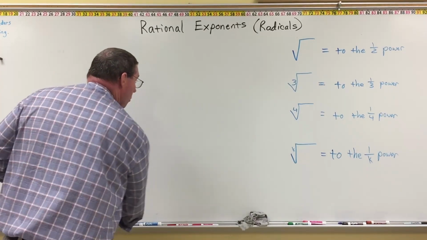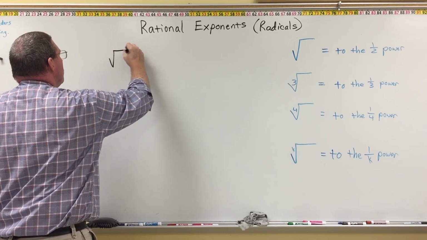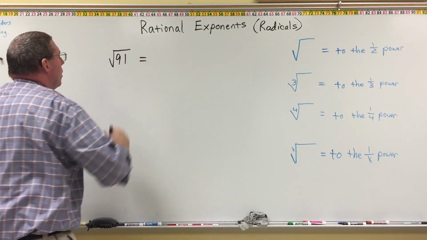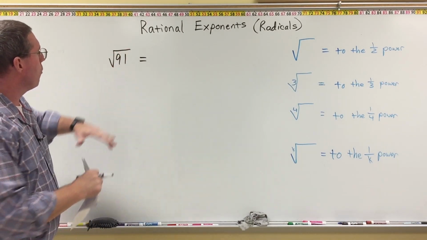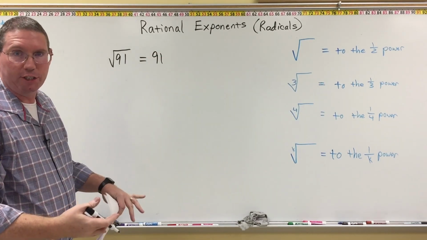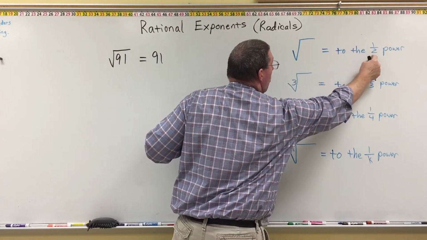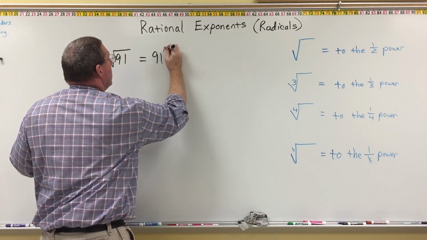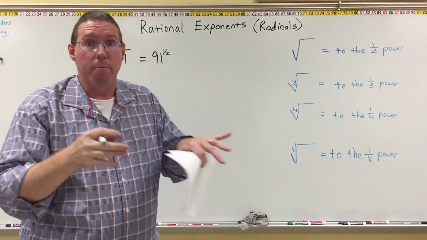Why don't you do them along with me? If I gave you the square root of 91, how could we write this? Instead of with a radical symbol, we're going to write the number 91 and give it a power that's a fraction. Okay? Well, over here it says that the square root symbol means to the 1/2 power. So the square root of 91 is the same thing as 91 to the 1/2 power. It means the exact same thing.